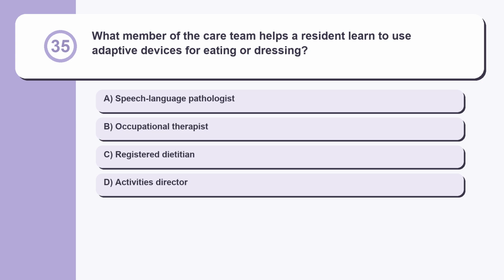Question 35. What member of the care team helps a resident learn to use adaptive devices for eating or dressing? Speech-language pathologist, occupational therapist, registered dietitian, activities director.